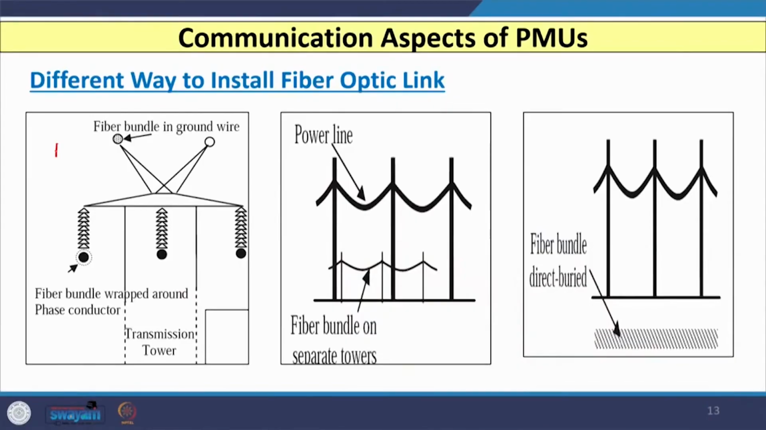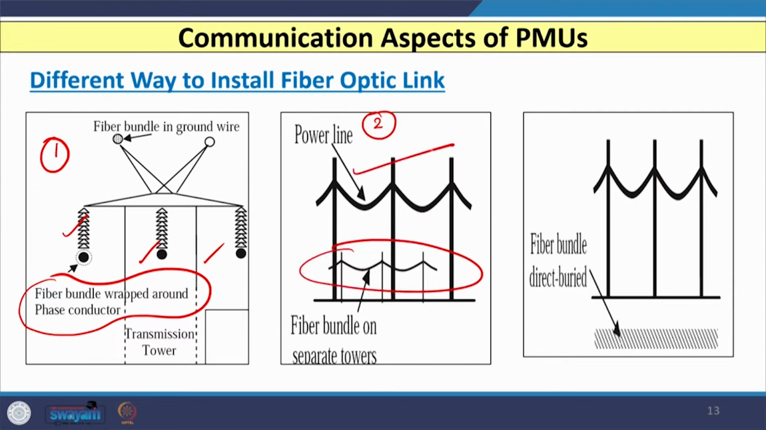So, we can install the fiber optic link or cables on different transmission structures in different ways. Let us say one of the ways you can see in figure number 1, where you can use the fiber optic cables in bundled form, wrapped around the phase conductor. In the second case, you can see that the fiber bundles are installed on separate towers along with our original conductor or phase conductor or power line.